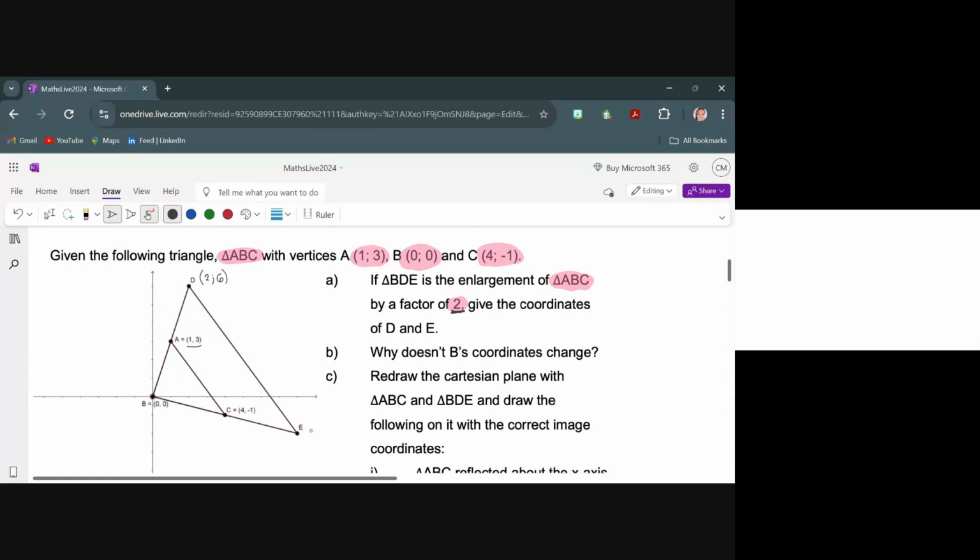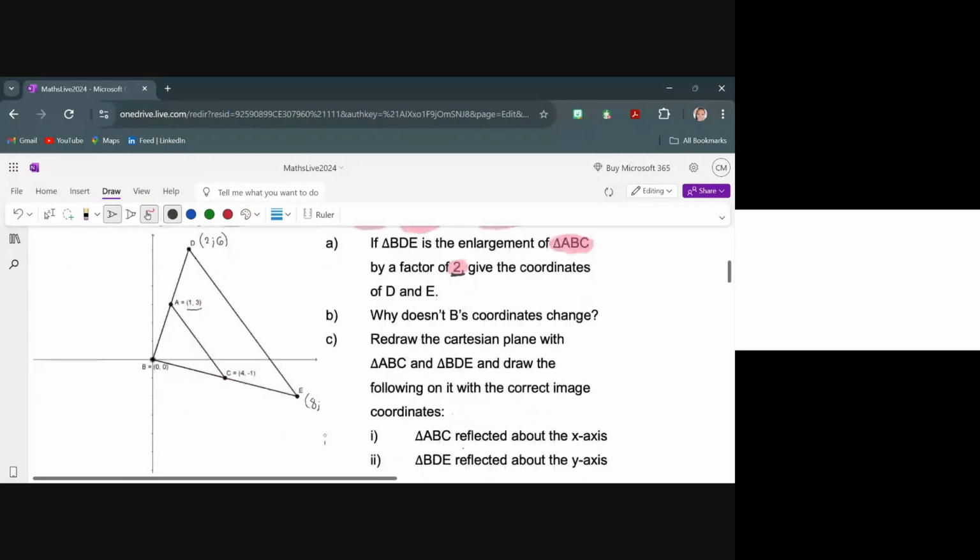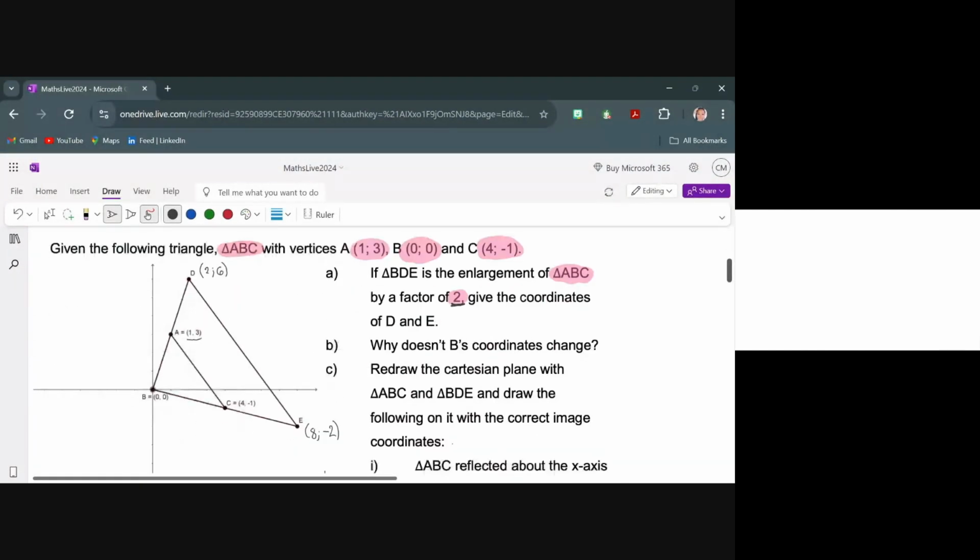For the E coordinates, we do the exact same thing with the C values. My x value is 4, and 4 times 2 gives me 8. My y value is -1, and -1 times 2 gives me -2. All right, did we win, grade 9s? Yes? Did we manage? Yay, nice and easy.